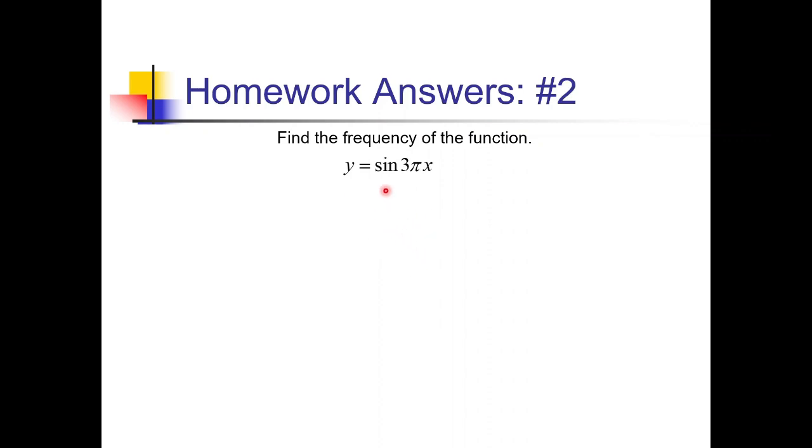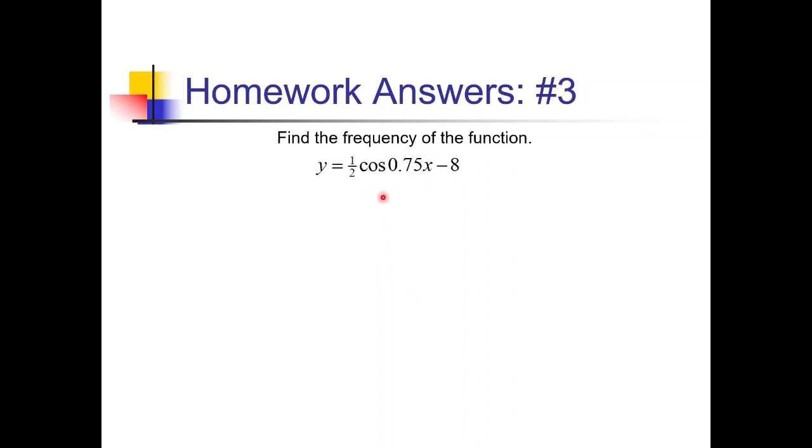To find the frequency of this function, let's get the period first. For that, we're going to have to do 2 pi over the b value of 3 pi. So we can reduce that to 2/3. And then the frequency is the reciprocal of the period, so the frequency then would be 3/2.